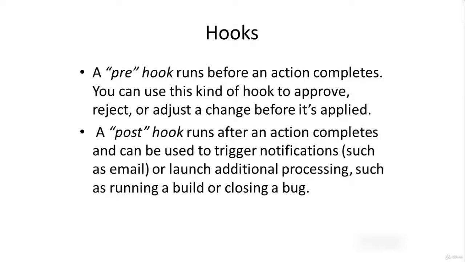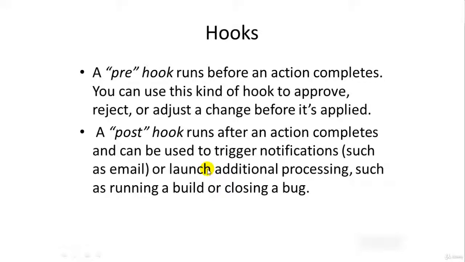So Git has two types of hooks, pre-hook and post-hook. A pre-hook runs before the action completes, so you can use this kind of hook to approve, reject, or adjust any kind of changes. A post-hook runs after the action has been completed. So this is done before an action has been completed, and this is done after an action has been completed. And it can be used to trigger notifications or launch additional processing such as building or closing a bug.